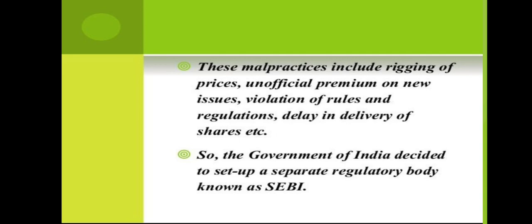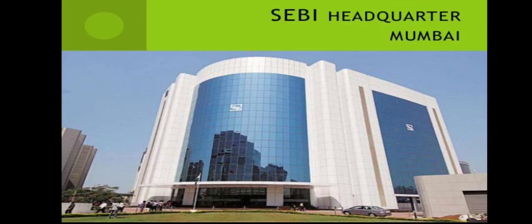Third point is these malpractices include rigging of prices, unofficial premium on new issues, violations of rules and regulations, delay in delivery of shares, etc. And the last one is, the government of India decided to set up a separate regulatory body known as SEBI. SEBI headquarter is in Mumbai. Here you can see the image of the SEBI headquarter in Mumbai.